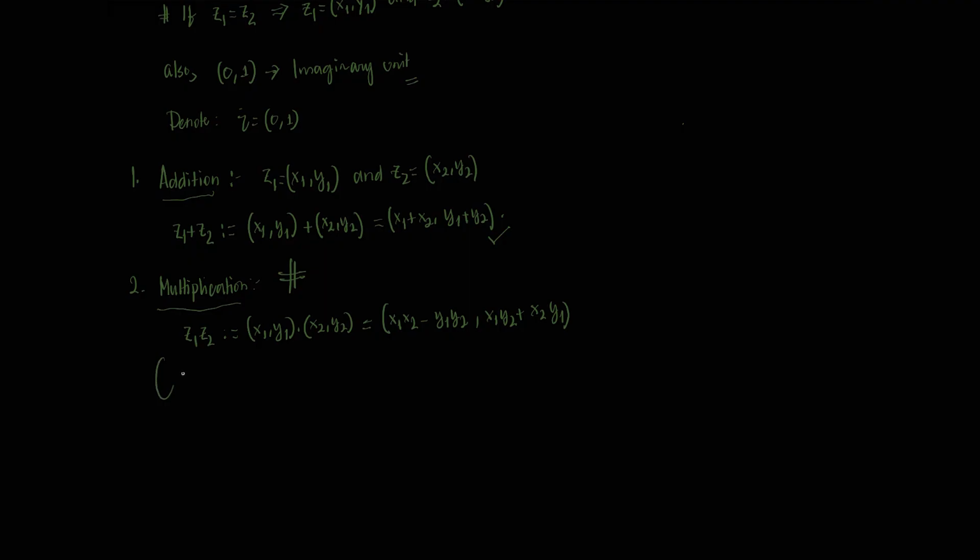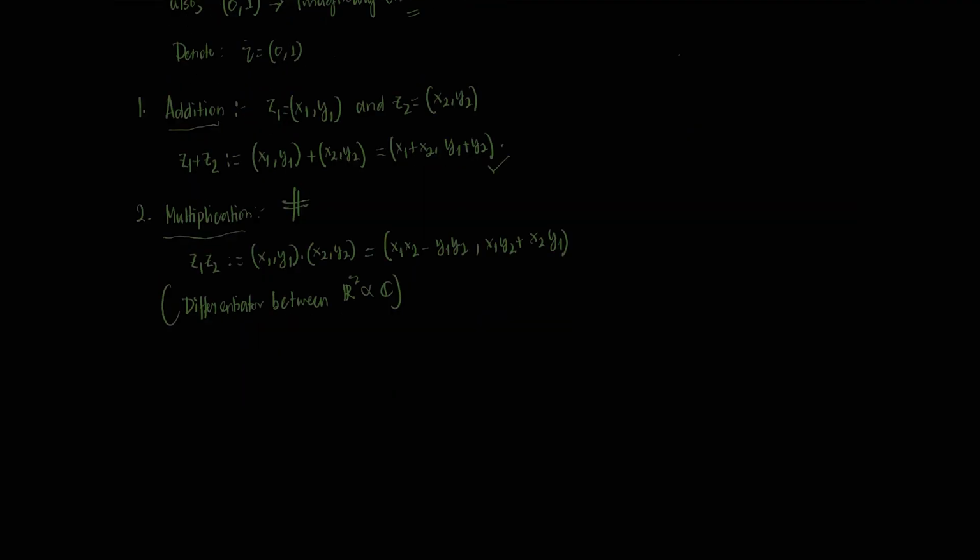So let me write it. This is the main differentiator. It is not your usual differentiation. This is the differentiator, meaning what is the difference between these two, between R2 and C. See, essentially what we have is both sets. As I said, they are basically the same. But the operations which you are defining are totally different. The addition is the same, but the multiplication is different.